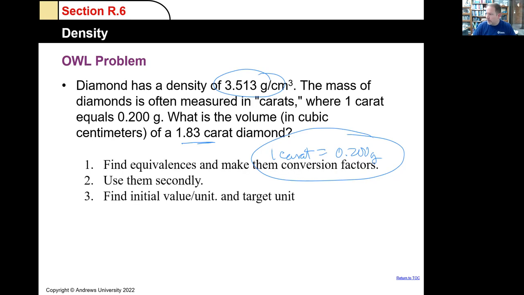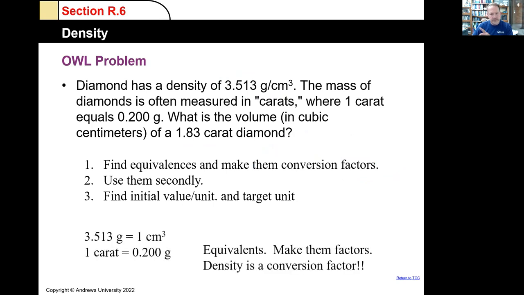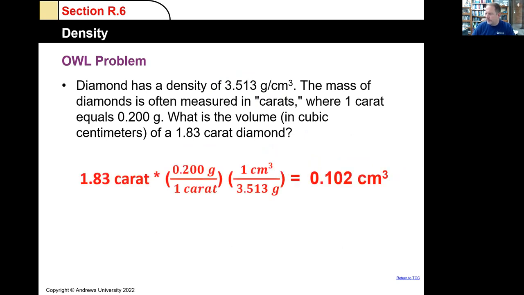Okay, so we want to find equivalences, and we did. Make them conversion factors and use them. Secondly, find the initial value. Well, what is that? What are the conversion factors? Density and the carat. Okay, I got it all worked out right here. So start with what they give me. Use the equivalency developed from the 0.2 grams is equal to 1 carat.